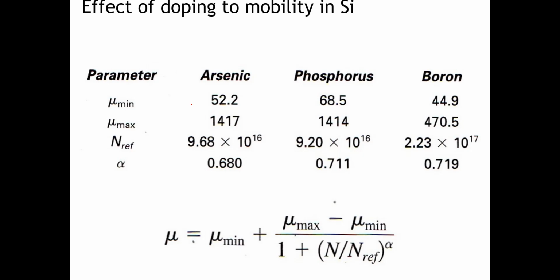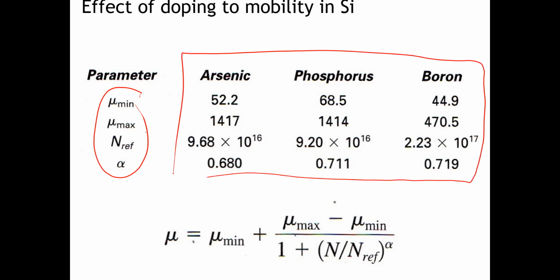This is how to calculate the mobility in silicon. We have 4 parameters: mobility minimum, mobility maximum, reference, and also alpha. We can find these parameters in the datasheet of the material. So mu minimum is from the datasheet, mu maximum from the datasheet, and alpha and the reference are also from the datasheet. In this calculation, we can only vary N, the doping concentration. If we increase N, the mobility will change.